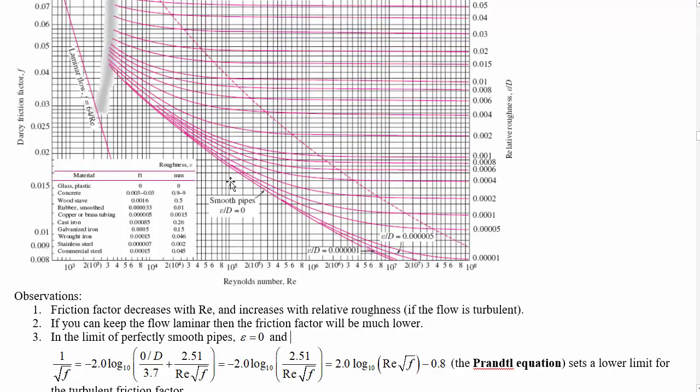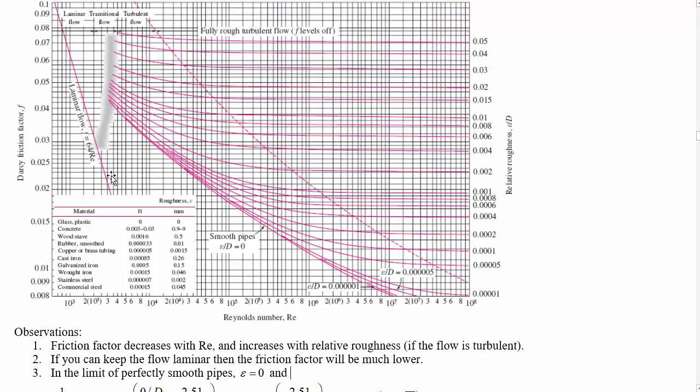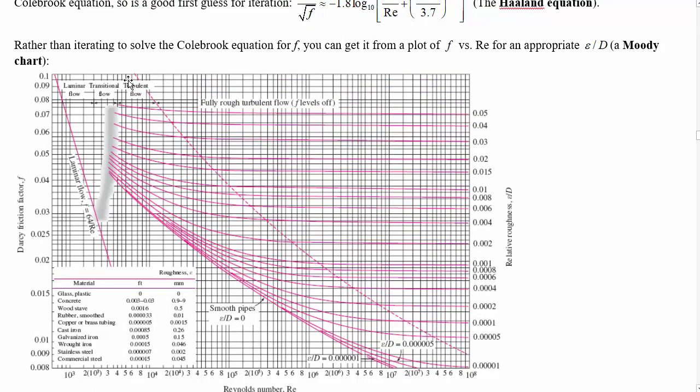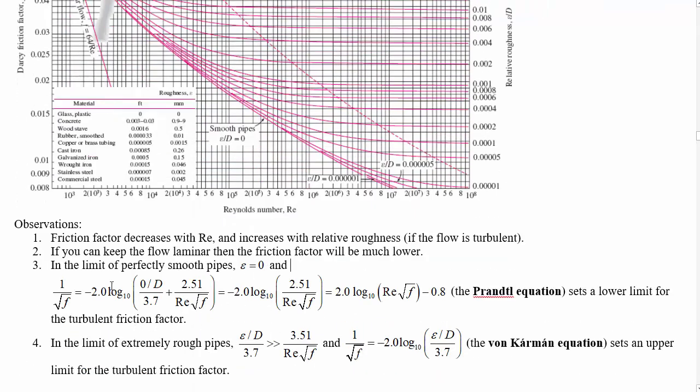In addition to that, it's more likely to delay the onset of turbulence maybe a little bit, make things a bit better for this transition flow region there. And then we can substitute in epsilon equals 0 to the equation and see how it behaves for perfectly smooth pipes. This allows you to simplify this a bit and rewrite 1 over root f as 2 log 10 of the Reynolds number times root f, minus 0.8, which is the Prandtl equation. This is the lower limit for the turbulent friction factor.